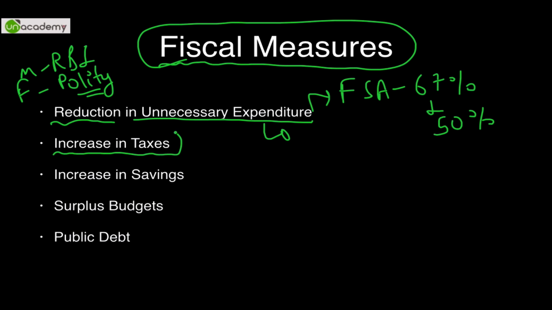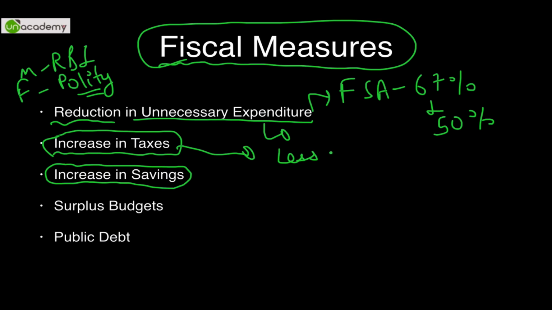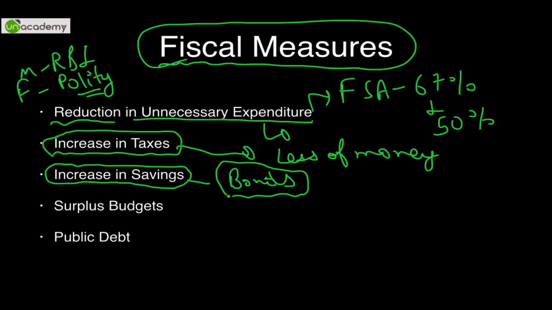Second is increase in taxes. See, these are two contrasting statements. If you decrease taxes, you increase savings, and if you increase taxes, you are decreasing savings. What happens is, if you increase taxes, people are left with less money, so now they cannot save, because it's already less. But what you can do instead is issue bonds. These bonds will help in increasing savings. They will not have money, but at least they will have something to show for it.